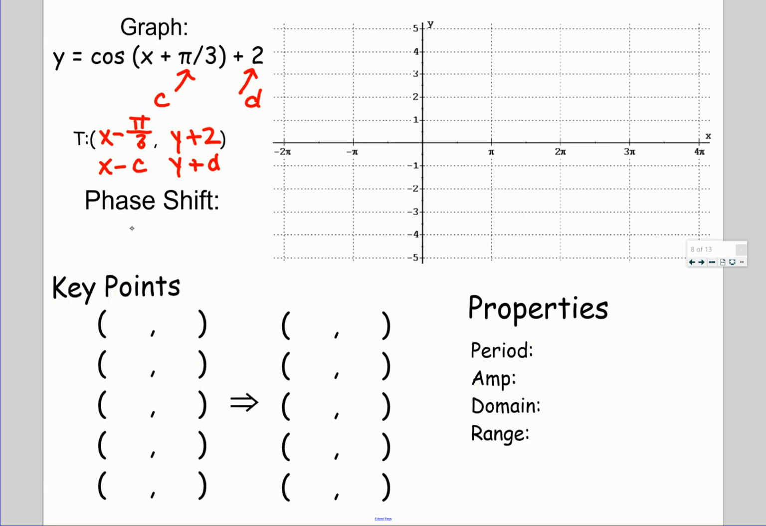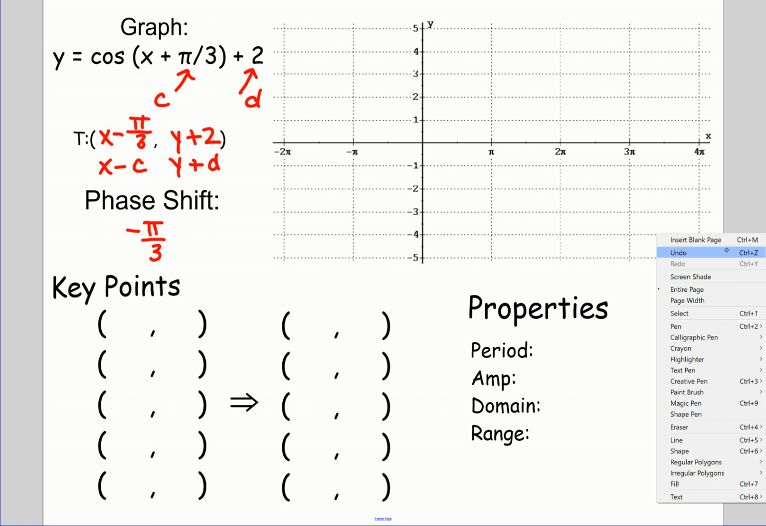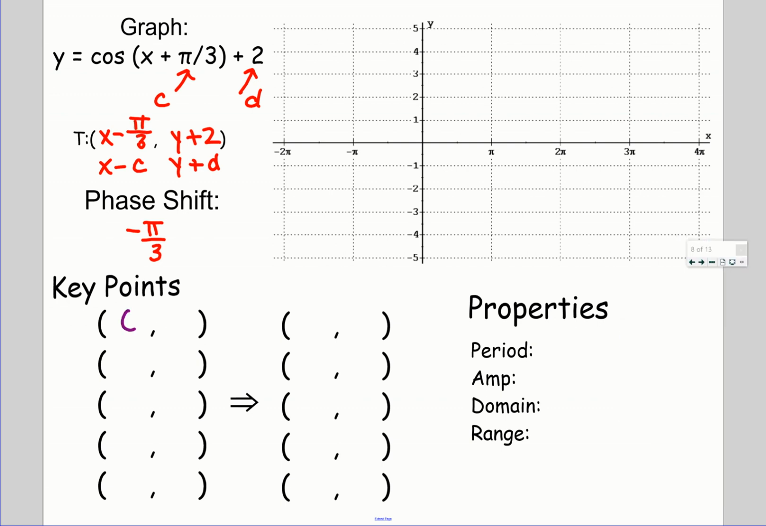Opposite of C is what? Negative pi over 3. You're going to see it in the translation rule when you write it. Negative pi over 3 just means left pi over 3. Okay, key points are going to start the same, whether it's a sine or a cosine: 0, pi over 2, pi, 3 pi over 2, 2 pi. Just our special radians, every quarter rotation around our unit circle.